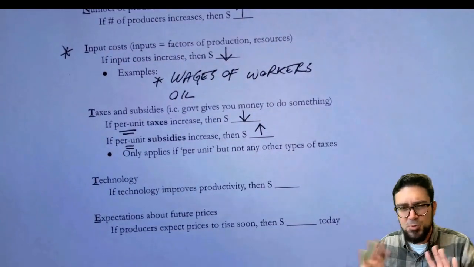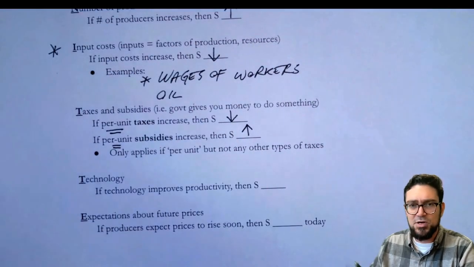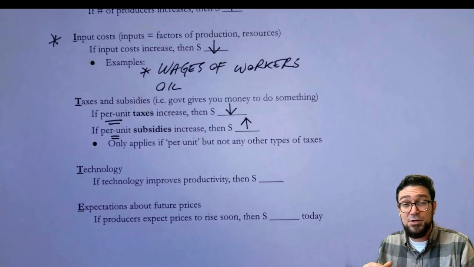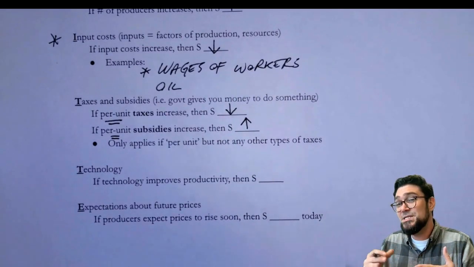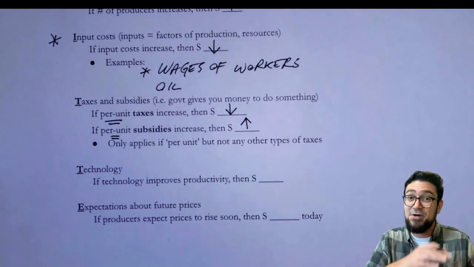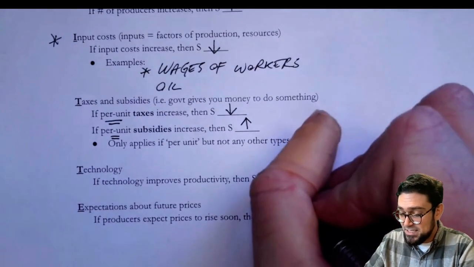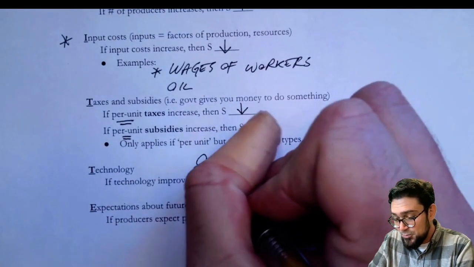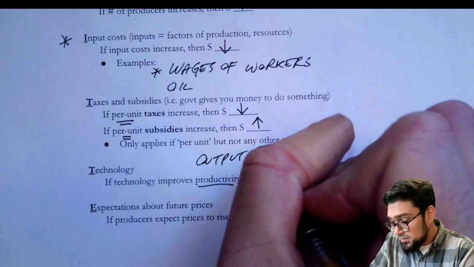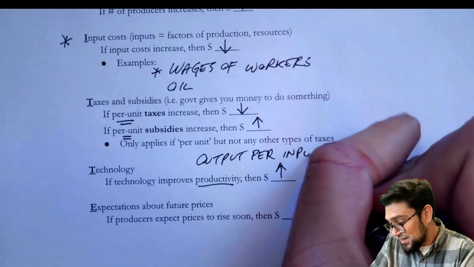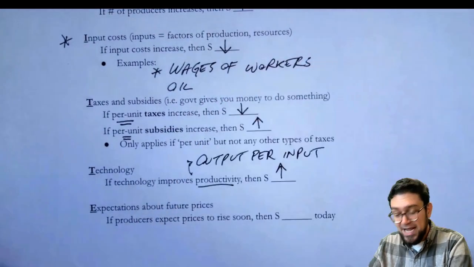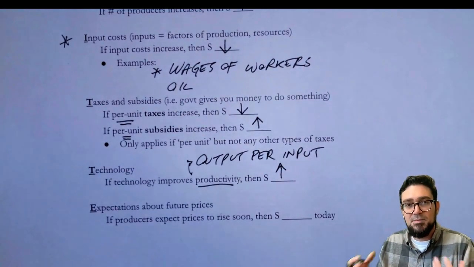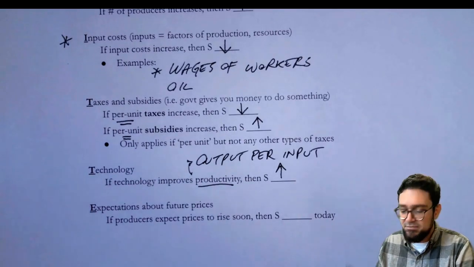The last two are much easier to wrap your head around than input costs and taxes and subsidies. Technology: if it improves the productivity of your pre-existing resources, that just means that you can produce more with the same amount of stuff. So this is another way of saying you'd get more supply. Productivity is the amount of output per input. So if my output per input is rising, then I'm getting more stuff out of the same amount of inputs, and that means we're able to supply more stuff.